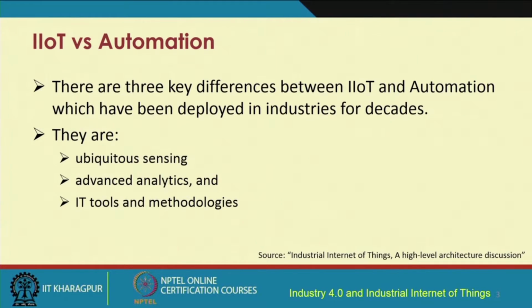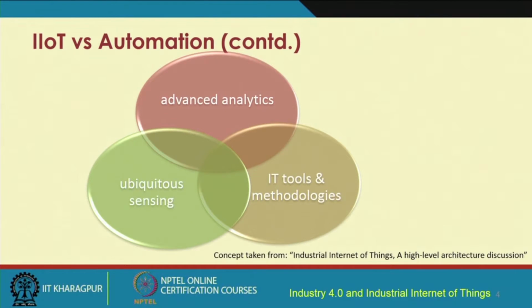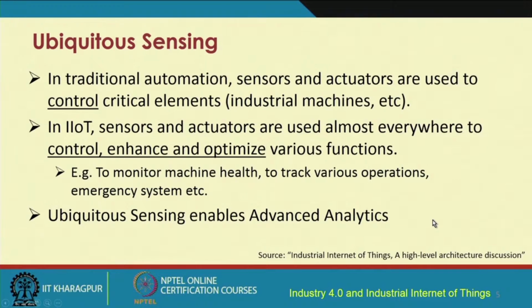So, IIoT and its primitive have been there before as well, and it is only in this new context that IIoT has become more interesting. IIoT's primitive is the automation that has been there since long in the industry, for decades. Industries have been using automation since long. So, these are the key differences between IIoT and automation, and these differences are with respect to three different parameters: sensing, analytics, and the IT tools and methodologies that are being used. So, let us take up each of these one by one. These differences with respect to sensing, analytics and methodologies have their own different facets.